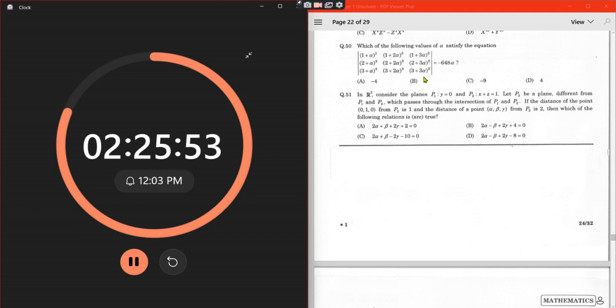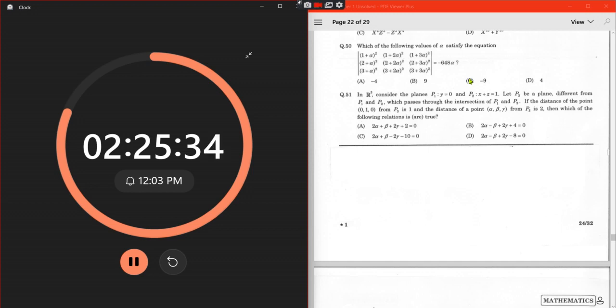So alpha equal to 0 or alpha square is equal to 81. मतलब कि alpha equal to 9 or negative 9. So इसमें right. So C is the answer, B is the answer, and 0 तो है नहीं. So B and C. Next question. Right, B and C. 51.